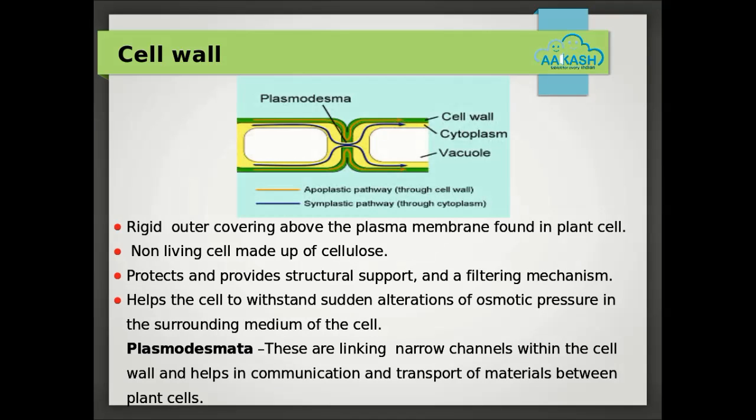Plasmodesmata. It is a microscopic channel which helps in transport and communication and also helps in intercellular activities. Molecules move through passive and active transport through plasmodesmata in the cell wall of plant cells.